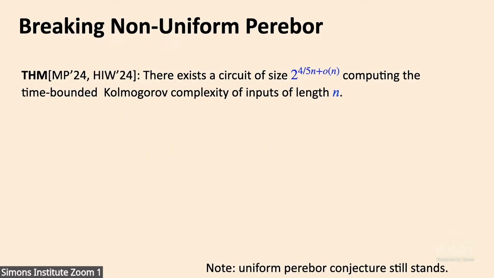So the first one is this Perebor conjecture. Remember, I said that since the 60s, it was a conjecture that this problem, solving KT, has no non-trivial algorithm. Last year, with Noam, and independently Hirahara, Ilango, and Williams, actually provided the first attack on this problem, the MKTP problem. It's not really an attack, it's an algorithm, or I don't know if we call it an algorithm because it's a non-uniform algorithm. It's a circuit that solves this problem, but it's a non-trivial circuit, of size less than 2 to the n. So it breaks the non-uniform Perebor conjecture.